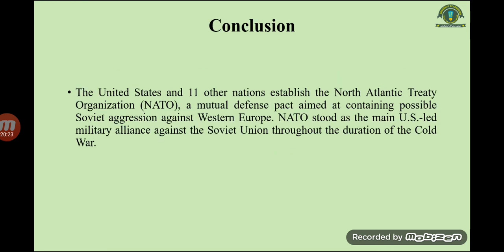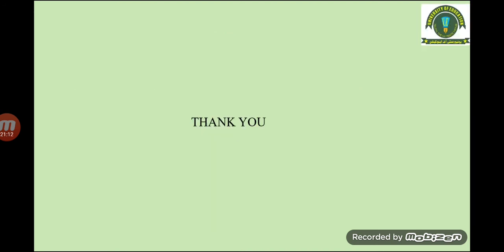Conclusion. I hope you can understand now. We are here to conclude this topic of two lectures. The United States and 11 other nations established the North Atlantic Treaty Organization, NATO, a mutual defense pact aimed at containing possible Soviet aggression against Western Europe. North Atlantic Treaty Organization stood as the main United States-led military alliance against the Soviet Union throughout the duration of the Cold War.